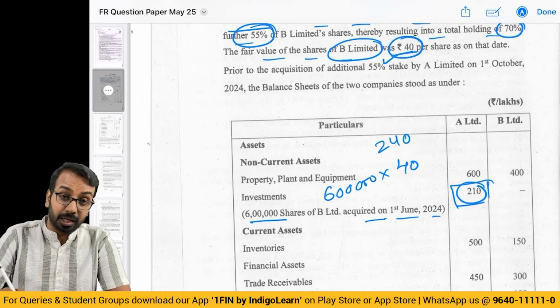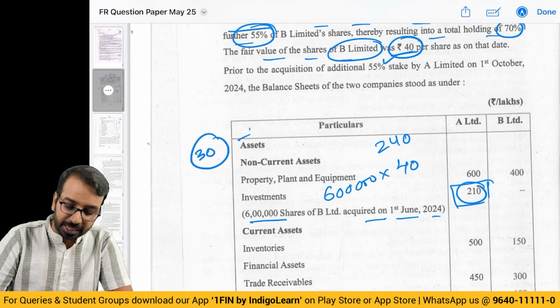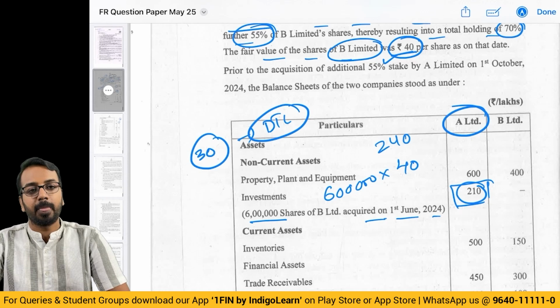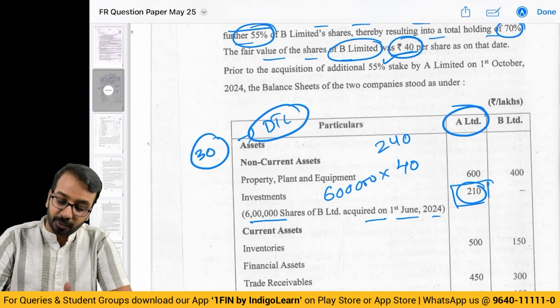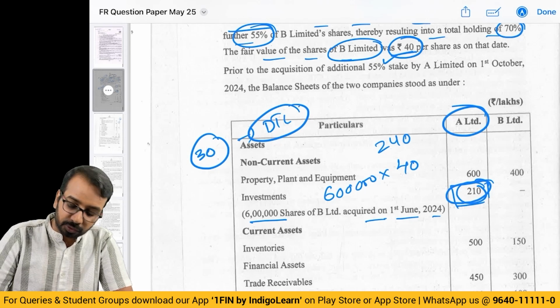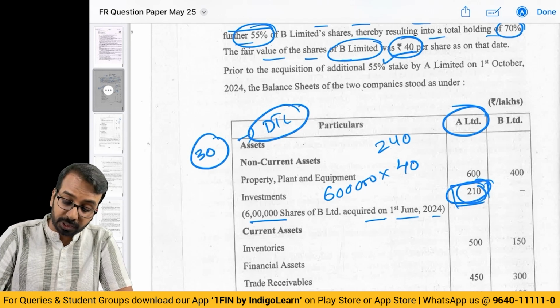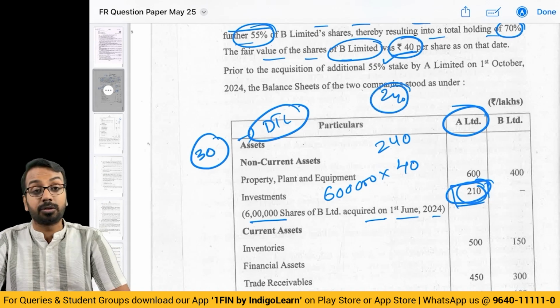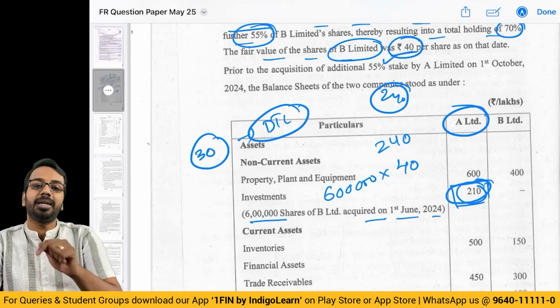Now, one more angle which a lot of you would have overlooked is that when I am recognizing this gain of 30 lakhs, there is a DTL implication in the books of A Limited. And if you have not done that, that could be an error in the examination. Why DTL? Because my tax base doesn't change, but my carrying amount changes to 240 in the books. So if I have recognized the gain, correspondingly, the deferred tax liability impact of that should also be recognized.